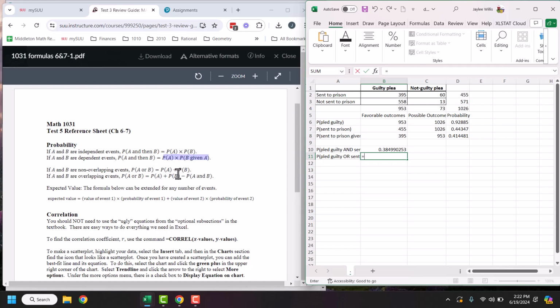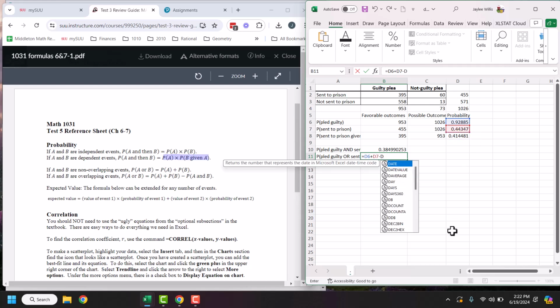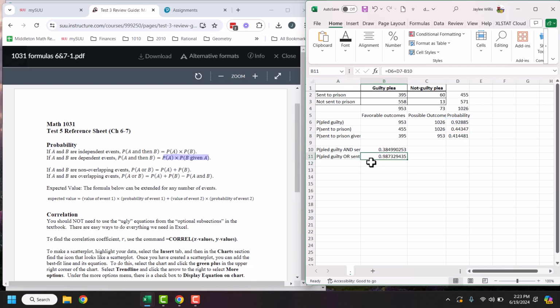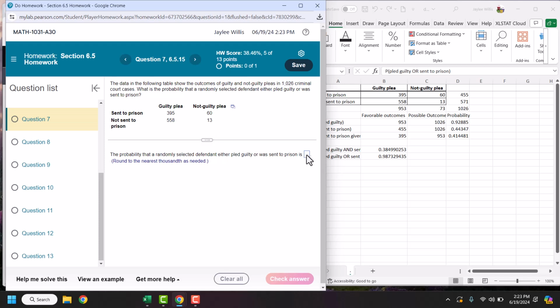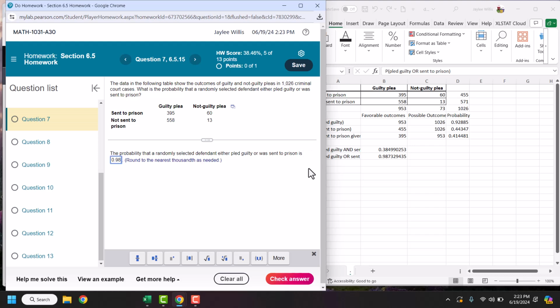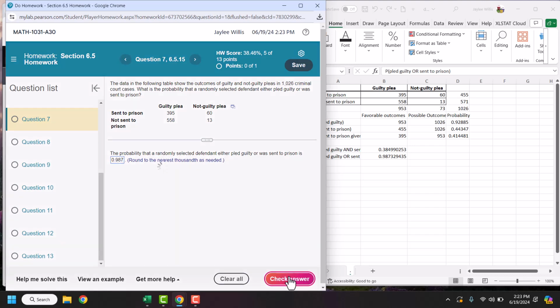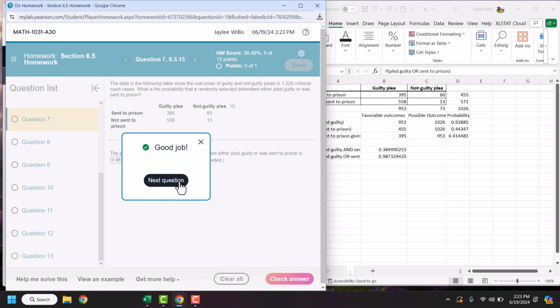So to do this, I'm going to do the probability of the first one, which is the probability of pleading guilty, plus the probability of the second thing happening, minus the probability of the and probability, which is this one right here. And so that's the probability that you choose someone who pled guilty or got sent to prison. We'll go back here just to double check. It says round to the nearest thousandth, which is the third decimal place. So I'll type that in. We can see that we got that correct.